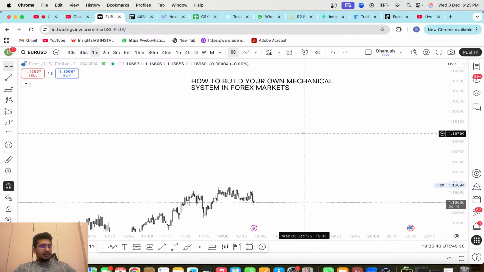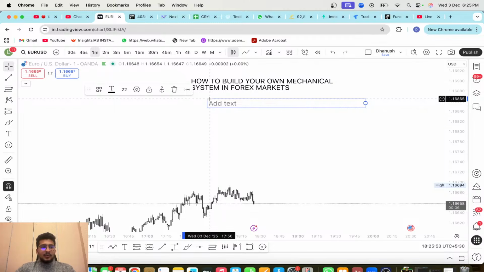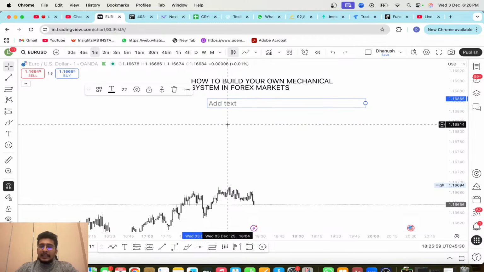Okay guys, so here we'll create a system. What are the major levels of liquidity? Based on the liquidity, we'll create one model today. We'll create a mechanical system today. So what are the important levels of liquidity in the market?